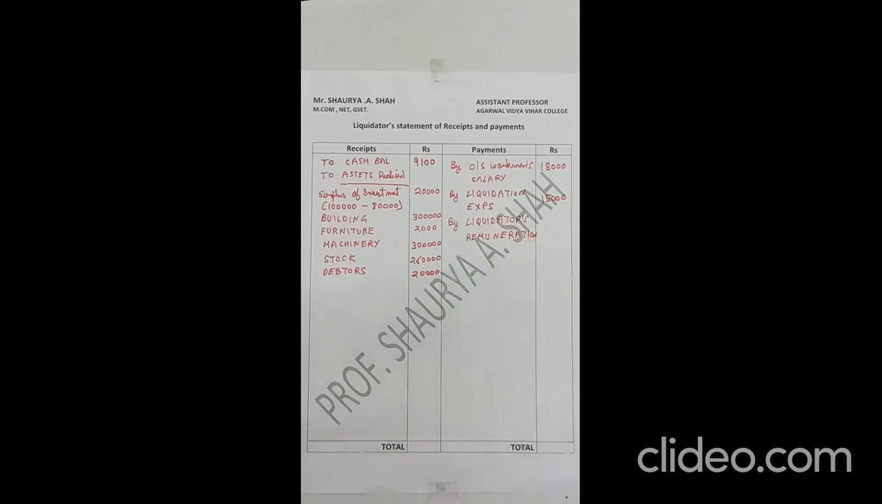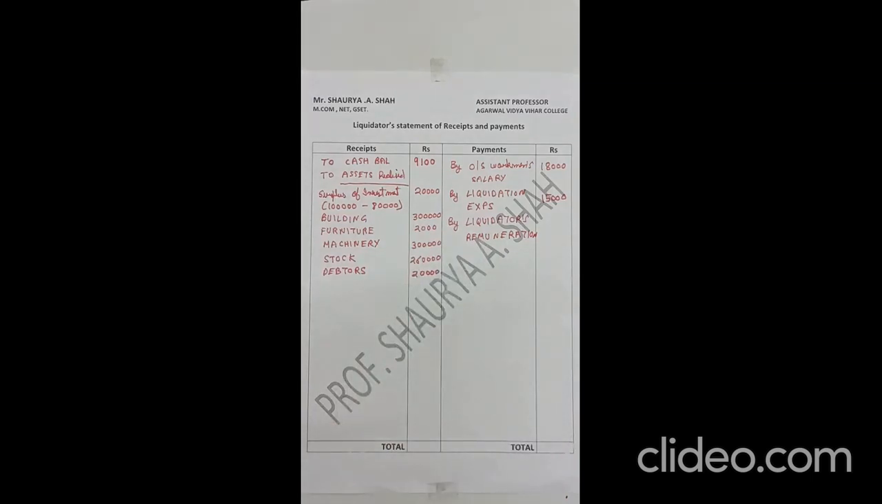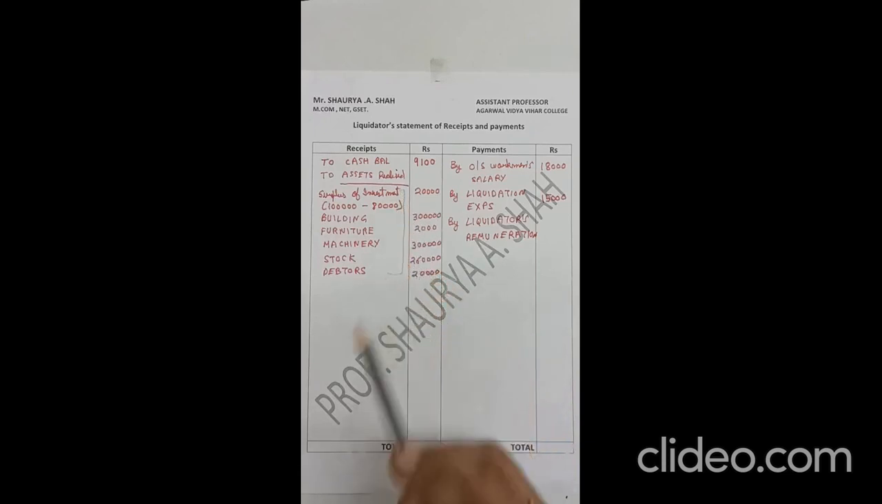Now, is there any information given for liquidator's remuneration, students? Yes. In the adjustment, the information is given that the liquidator is to be paid 5% remuneration on the amount realized by him. Now, if you see carefully, the amount realized by him will be on the receipt side. So the total amount received by the liquidator will be found by doing the total of the receipt side, including your surplus from investments.